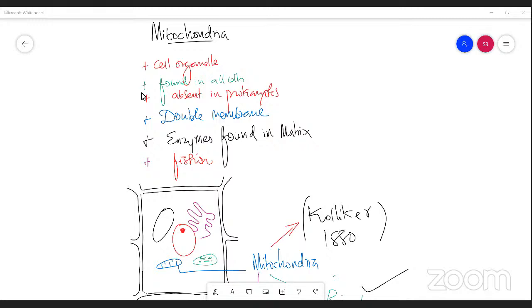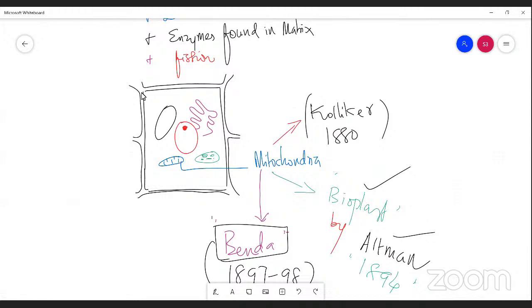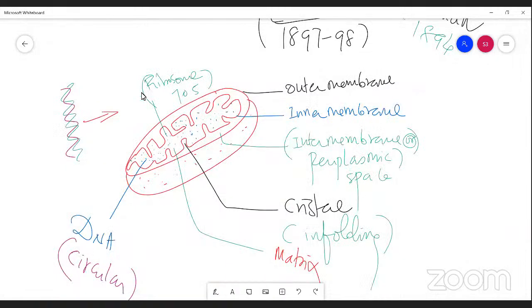And it has a double membrane. Very good. How do you say that the cell organelle is made up of a double membrane? It consists of an inner membrane and an outer membrane. Very good. Okay, then what is the difference between inner membrane and outer membrane?